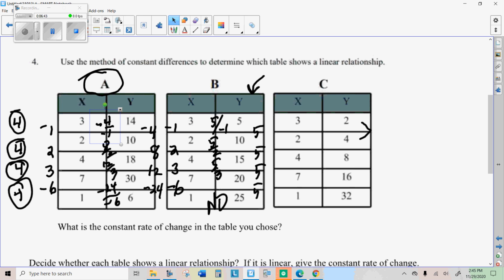Similarly here we get 2 and negative 1, 4 and 2, 8 and 3, and so I get 2 divided by negative 1, 4 divided by 2, 8 divided by 3, and 16 divided by negative 6. So those are not the same ratios again. So this is not going to be a linear relationship because there isn't a constant rate of change.